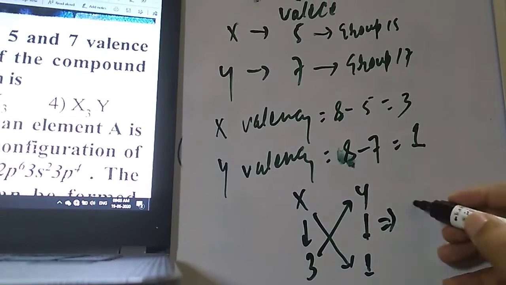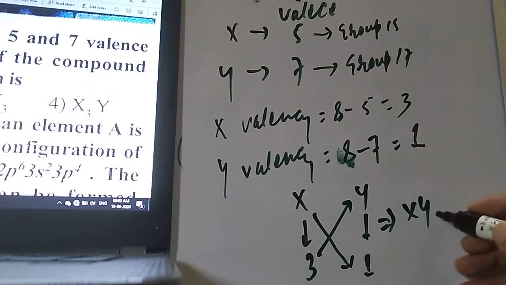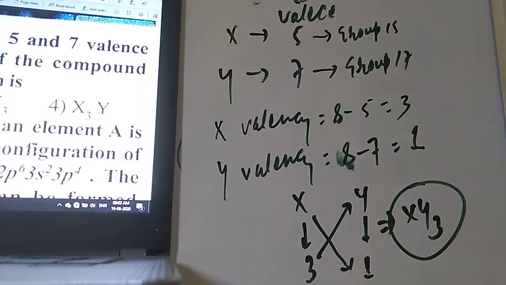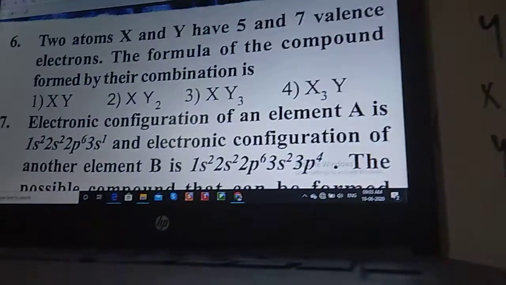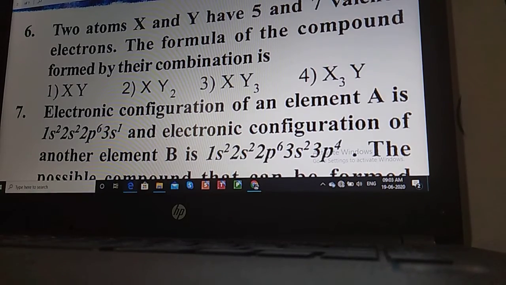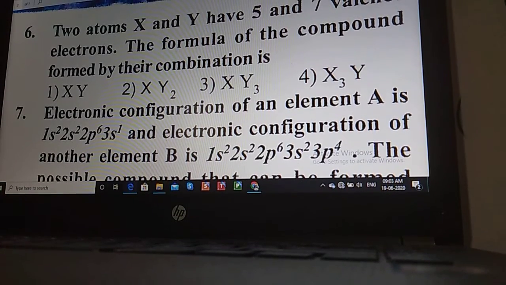So what will you get, student? X, Y, 3. The correct formula is XY3. Now let us match with the options. Question number 6 options: what is the first option? XY. Second, XY2. Third option, XY3. The correct option will be option number 3.